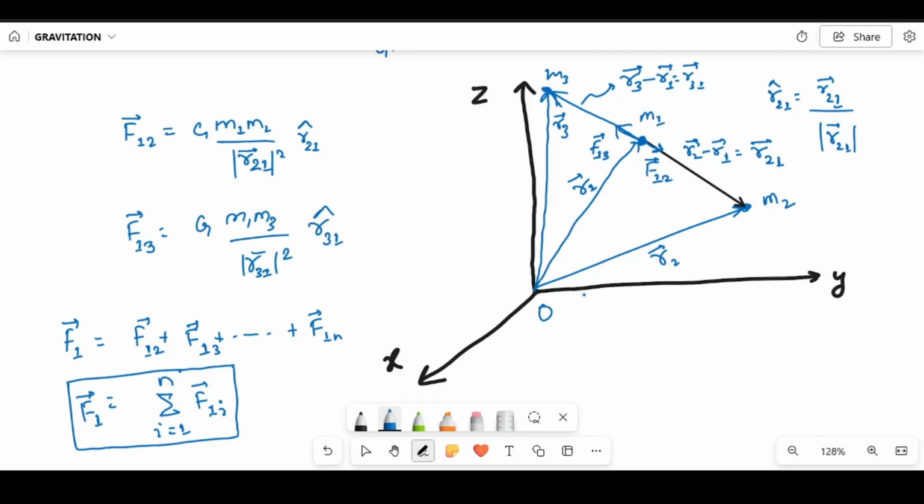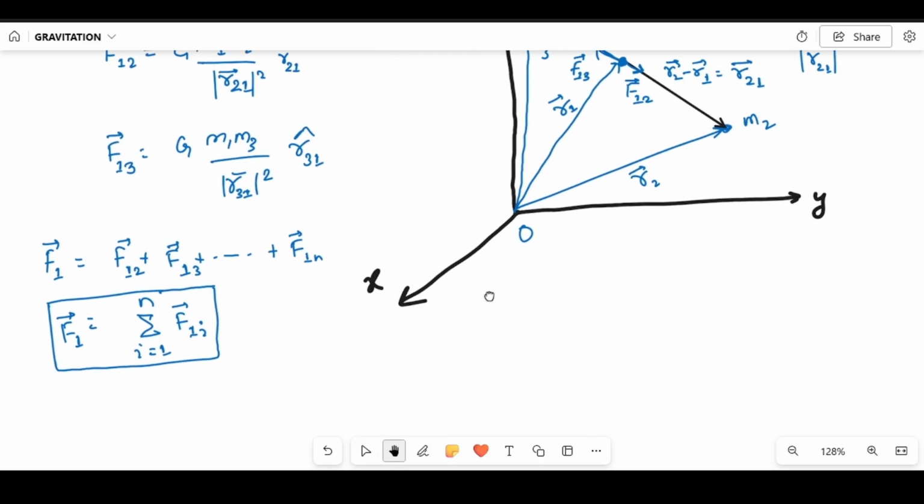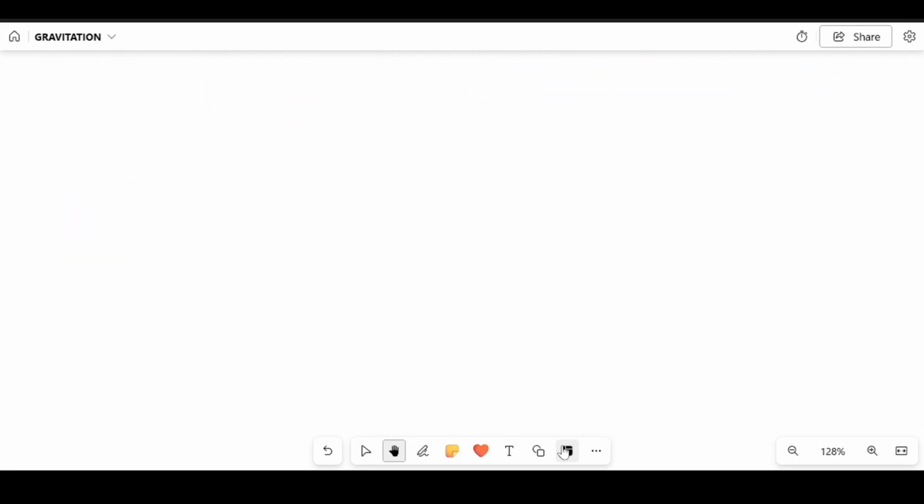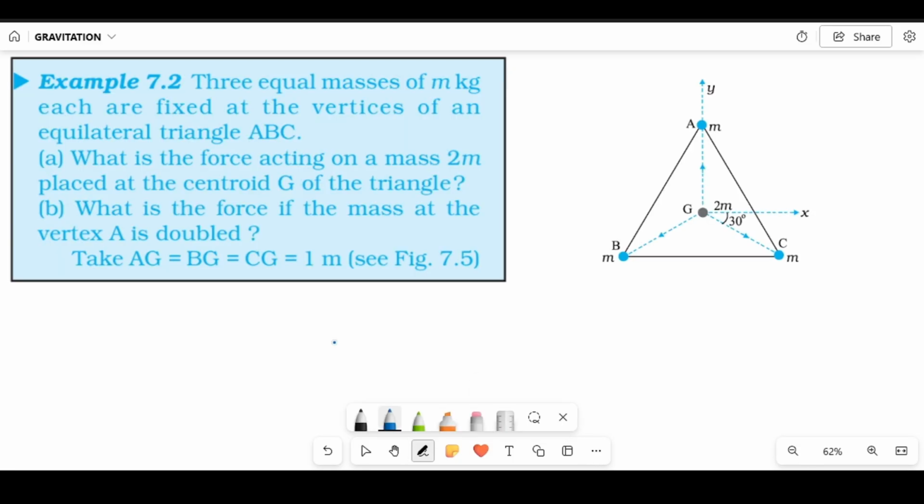Now we are going to take an example and try to solve it. Then it will be more clear how we can use this. So here we have example 7.2, and what is it saying? Three equal masses of m kg each are fixed at the vertices of an equilateral triangle ABC. So this is equilateral triangle ABC, and these masses are m, m, and m. And what is the force acting on a mass 2m placed at the centroid G of that triangle?